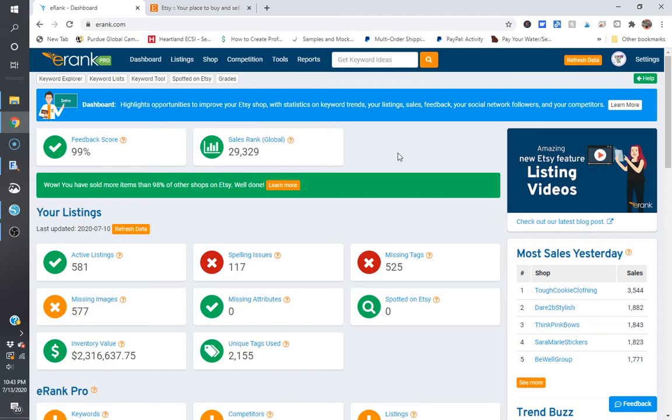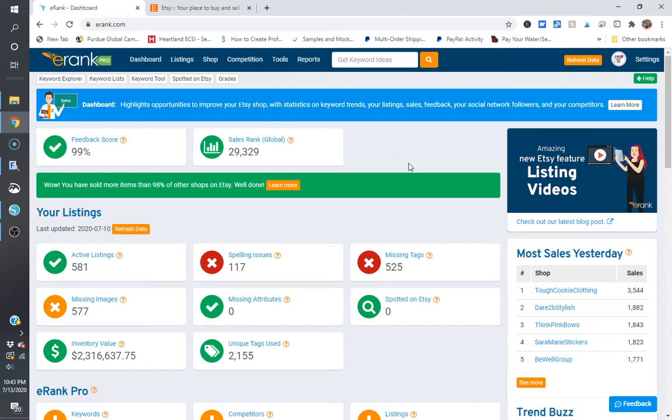Yes, I'm aware I have 117 spelling issues, but it is for weird things that I put in my tag, like America and T-Rex, which they don't recognize for some reason. Anyways, this is what the dashboard looks like.